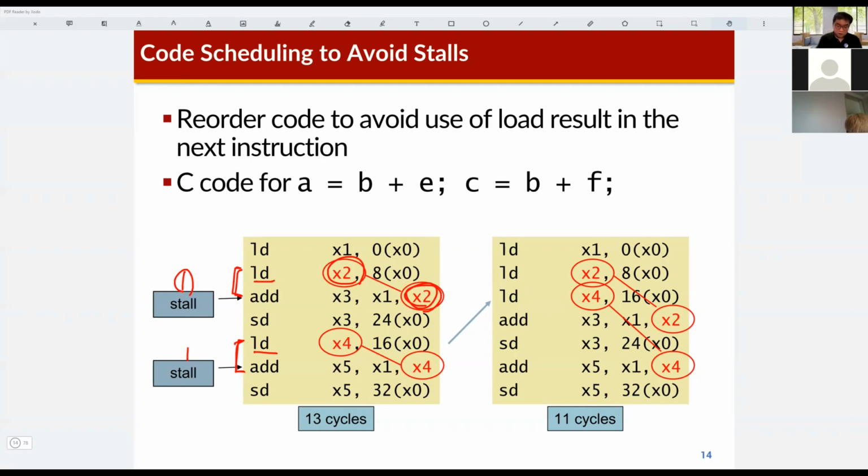With this code, this code will consume 13 clocks, but with this code, we just change the order of instructions. This code will consume 11 clocks. You may think, oh, that is just 2 clocks, but how is the performance improved? The performance improvement is 13 over 11. So you can calculate the performance improvement by this optimization.